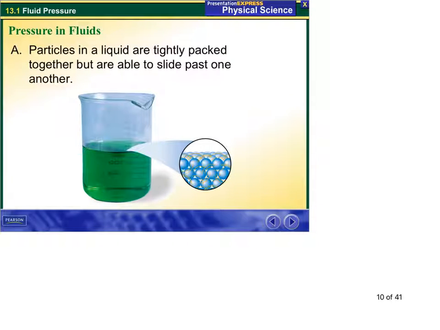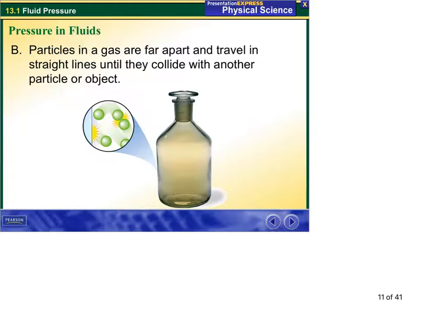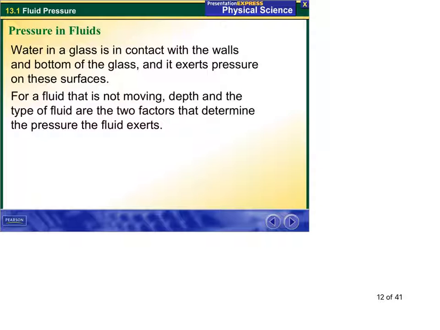Here we refer back to some things we learned quite a while ago. Particles in a liquid are tightly packed, but able to slide past each other. That's why it can take the shape of its container. Particles in a gas, though, are far apart, traveling in straight lines until they collide with something or an object. Water in a glass makes contact with the walls and exerts pressure on them. For a fluid not moving, depth and the type of fluid are two factors that determine pressure.